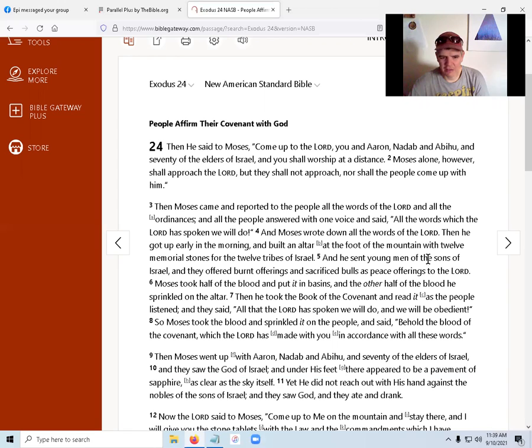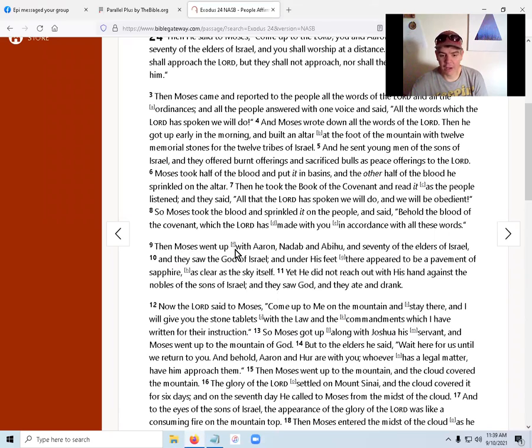He sent young men. They offered burnt offerings and sacrificed bulls. Moses took some of the blood, and the other half. Then he took the book of the covenant and read it. Moses took the blood and sprinkled it on the people and said, behold, the blood of the covenant which the Lord made with you in accordance with all these words. That's kind of gross.